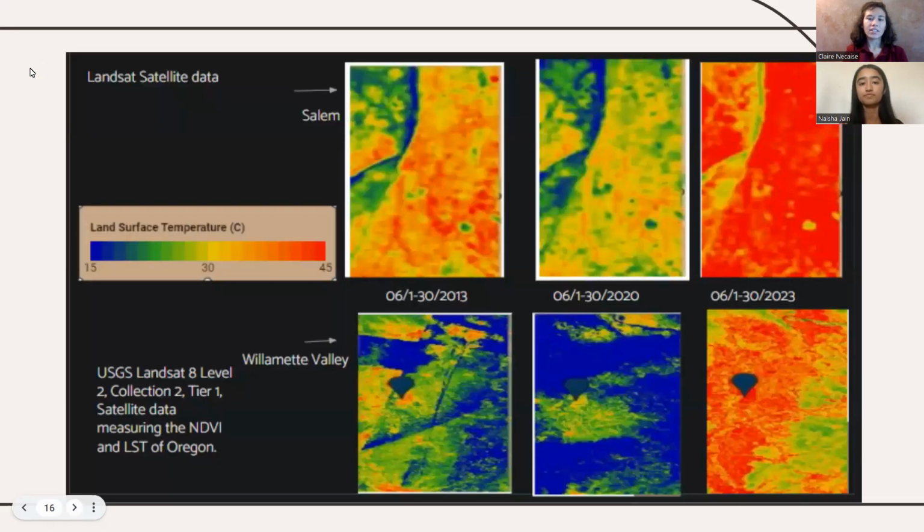To further understand this data, we used Landsat imagery. The images on the top show the area of Salem specifically, whereas the images on the bottom show the area of the whole Wilmette Valley. You can see from these images that there is clearly a gradual increase of LST for both Salem and the Wilmette Valley, but we cannot prove that this is due to the UHI of Salem because there does not seem to be a direct correlation between the two from the data or images.